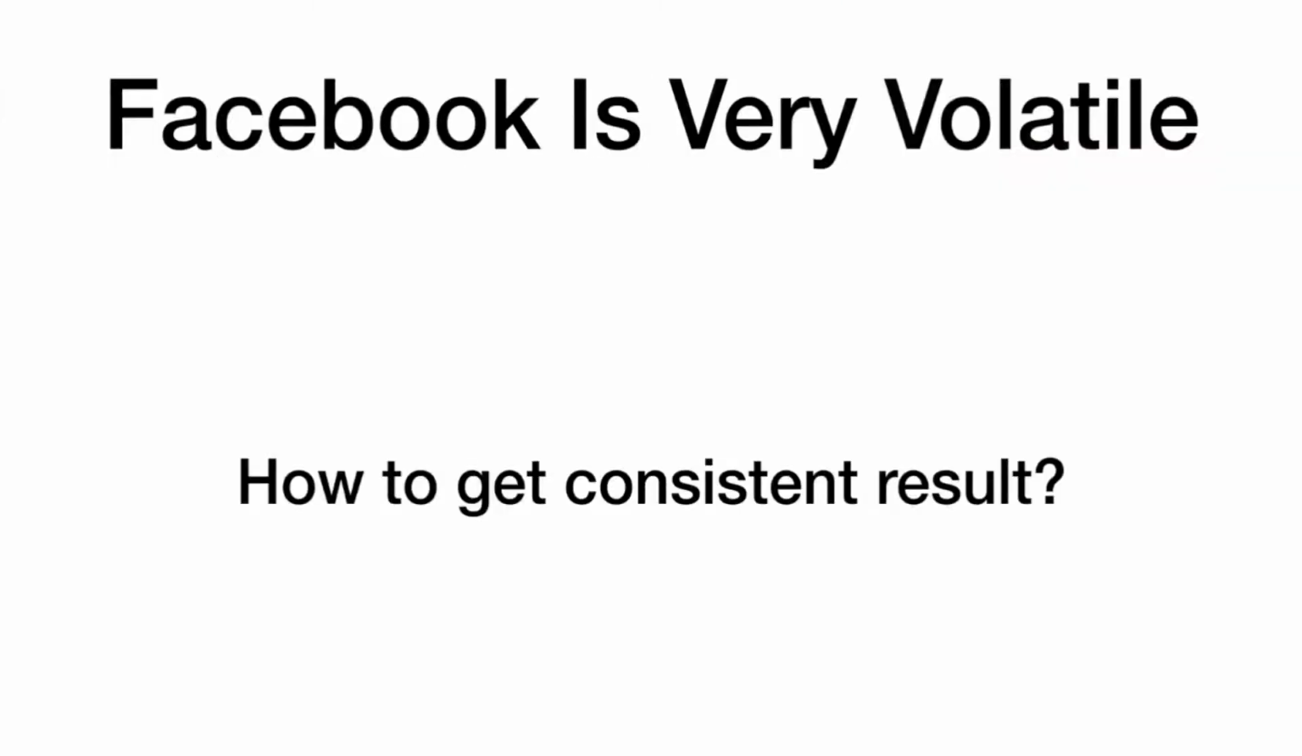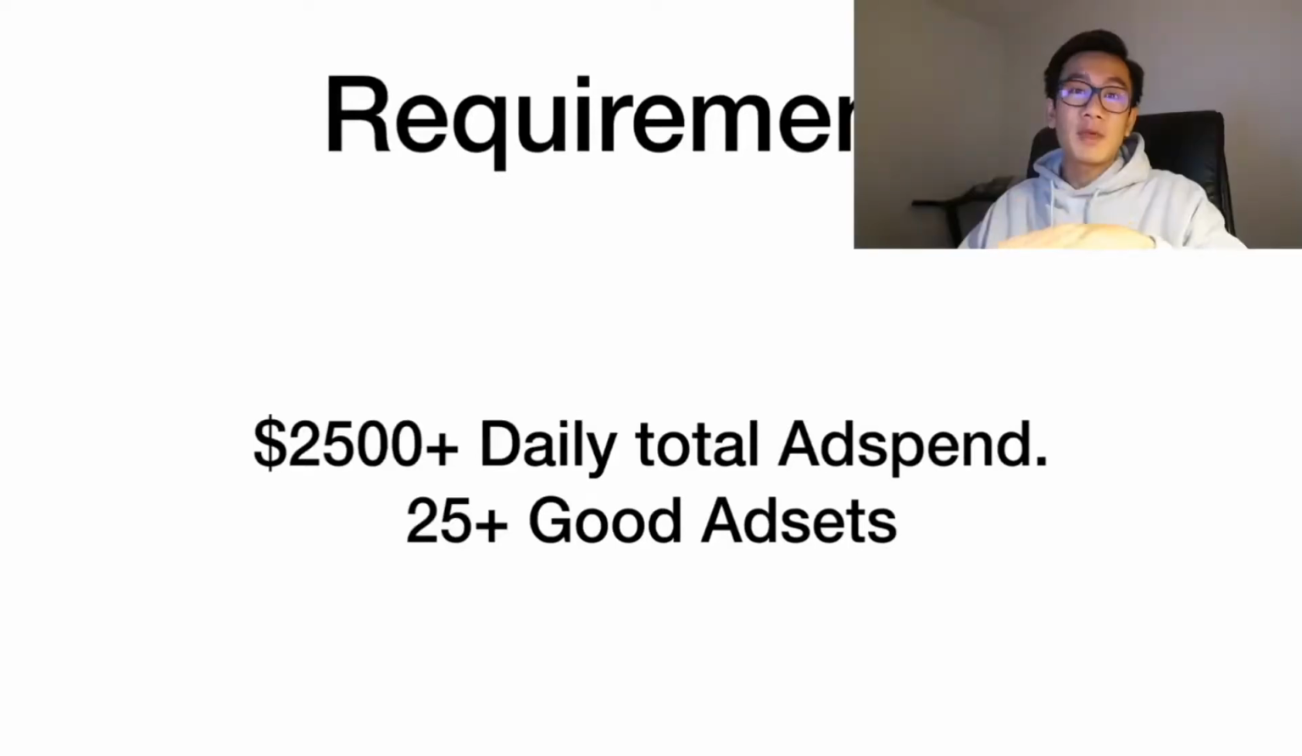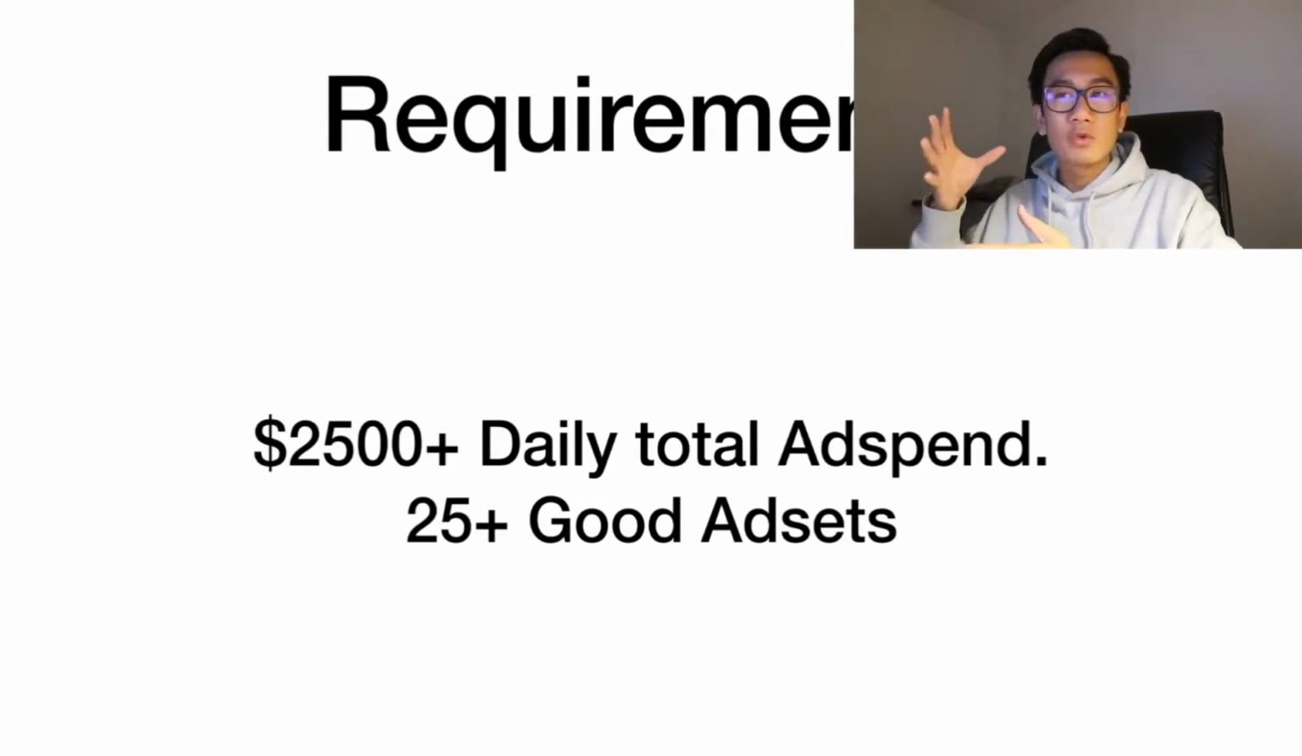Facebook, as we all know, is very, very volatile, and it's really hard to get consistent results. Some days are bad, some days are really good. The shotgun method is the method to counter this volatility issue. But the requirements are that you're going to need over $2,500 in daily ad spend in total, and you need at least 25 good ad sets.